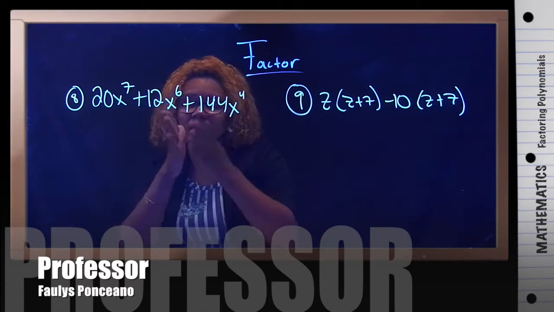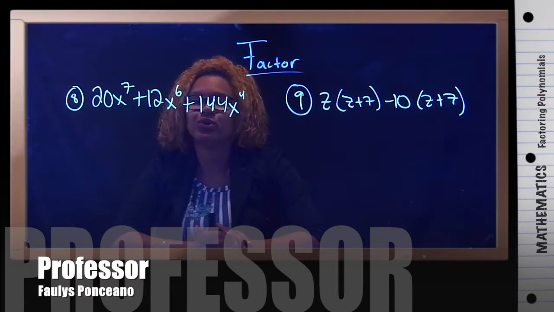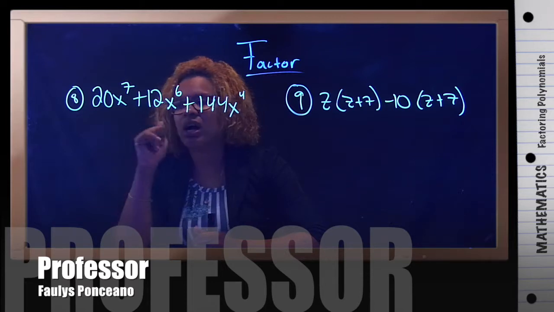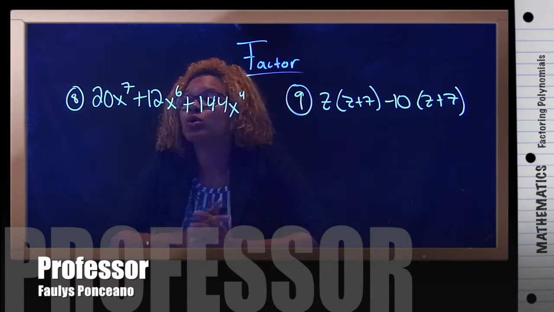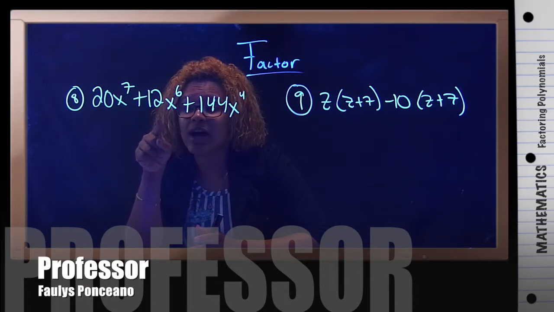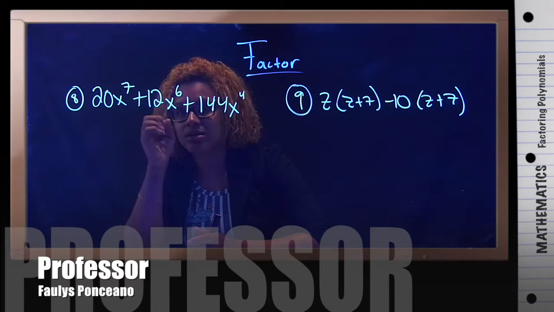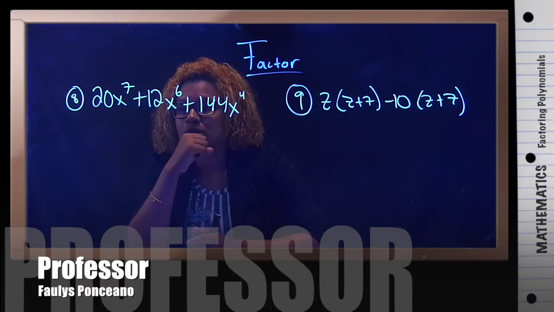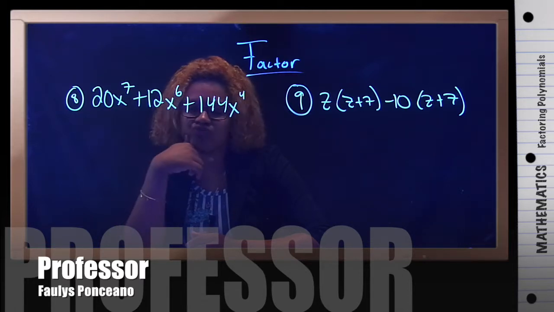So in this case, let's look at each number. We have 20, 12, and 144. Is there something in common between all the numbers? Well, 12, you have 1 and 12, 2 and 6, 3 and 4. So does 20 divide by 6? No. Or by 3? No.